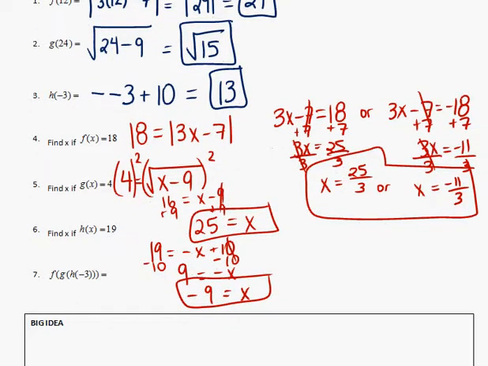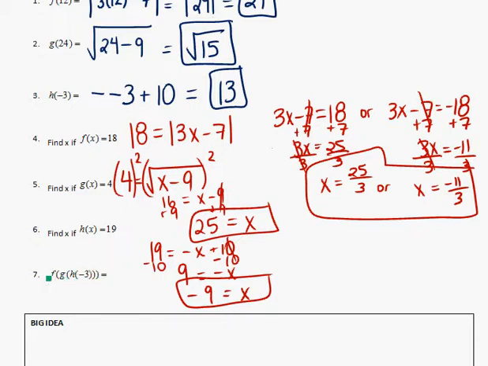So in the first three examples, we were given an input and we had to solve for the output. In our second three examples, we were given an output and we had to solve for the input. Finally, in number 7, we're asked to do a bunch of different function operations. This is called sometimes the composition of functions. And you always want to work from the inside out.